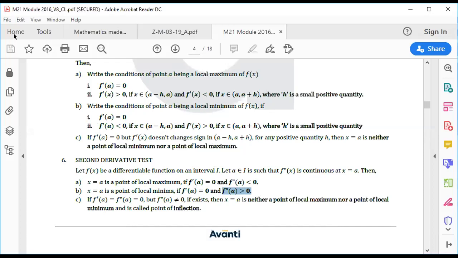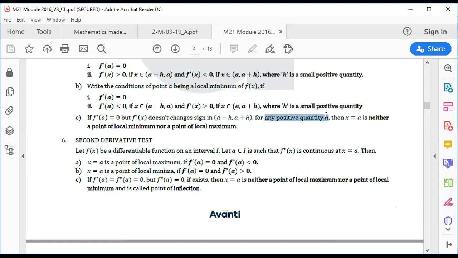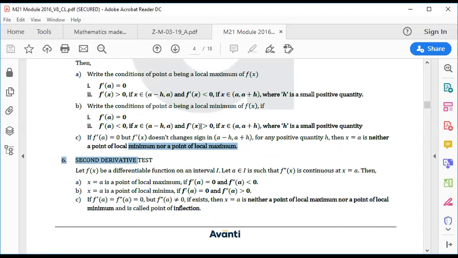Now let us see new things. Okay, so first, if your f dash a equal to 0 but f dash x does not change its sign from a minus h to a plus h for any positive quantity h, then x equal to a is neither a point of local maxima nor local minima. That means if f dash is not changing its sign, then what will its f double dash be? What will the differentiation of f dash be, the rate of change of f dash? It will be 0.